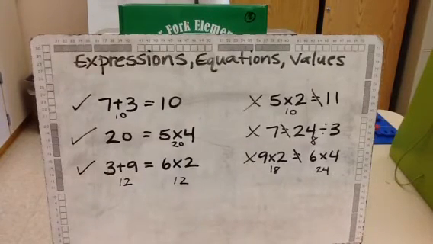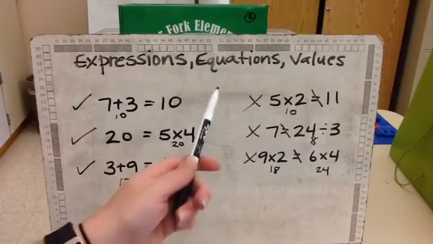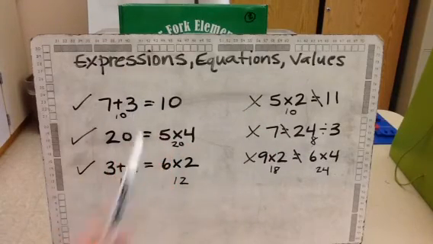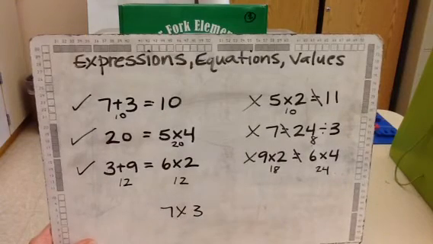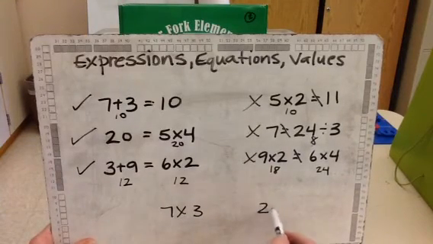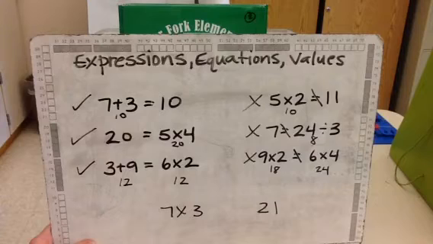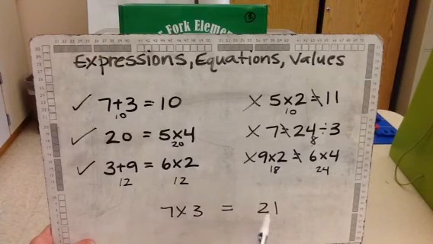So keep these ideas in mind when you're using these words like equations, values, and expressions. An expression might just look like this. A value might look like this. But for it to be an equation, I have to have that equal sign, and both sides need to have the same value.